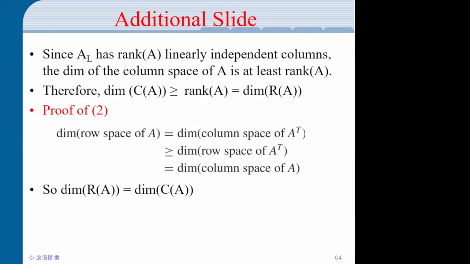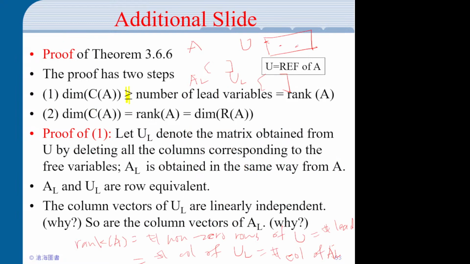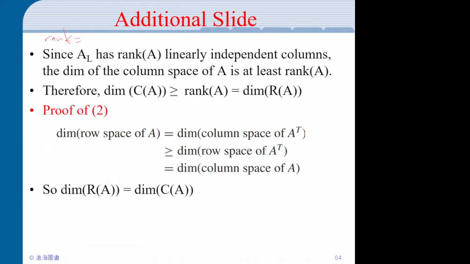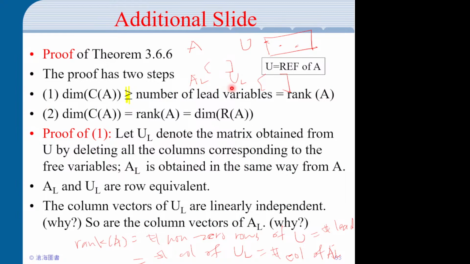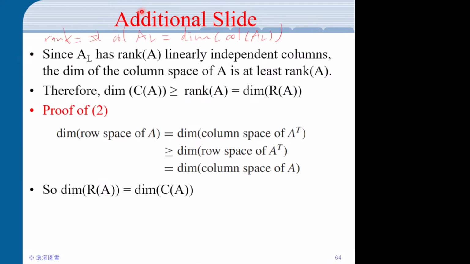So rank of A is equal to the number of columns of AL, which is equal to the dimension of the column space of AL, because they are all linearly independent. So the number is a dimension. So from this really long chain of equivalences, we see the rank of A is equal to the dimension of the column space of AL.